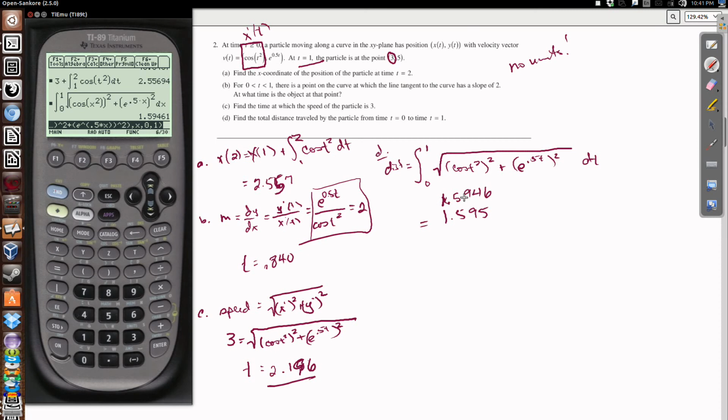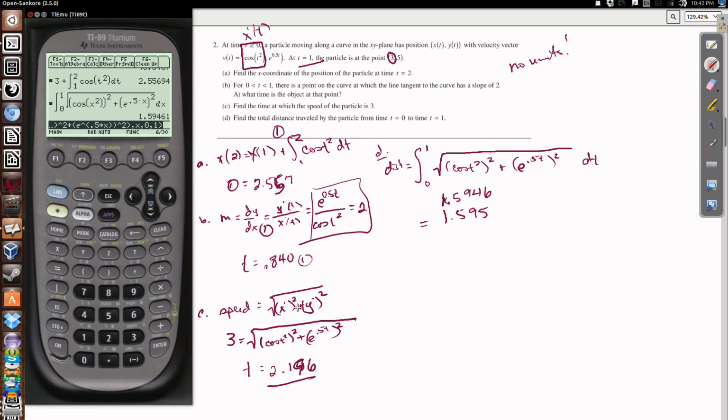So looking at the points on here, you're probably going to get 1 point for writing this fundamental theorem of calculus form and 1 point for your numerical answer. Here you're probably going to get a point for writing that slope is the ratio of y prime over x prime and 1 point for your answer.